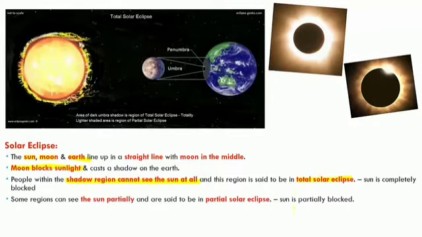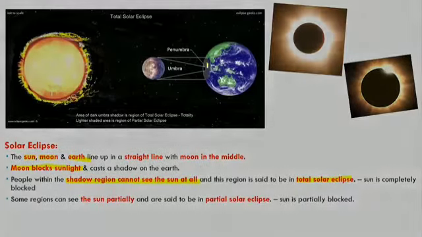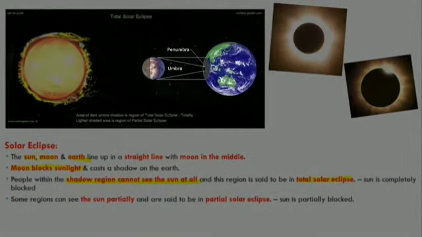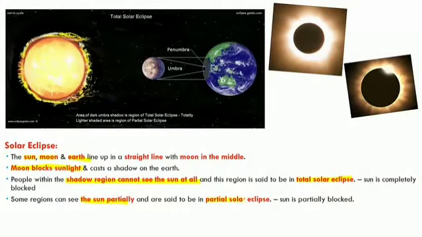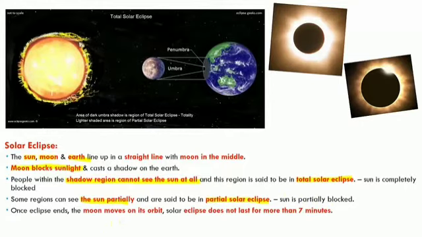Whereas there are some people towards this outer ring of the eclipse, like this gray area here, who can see the sun partially. And these people are said to be in partial solar eclipse. So here the sun is partially blocked. Now once this eclipse ends, the moon moves on its orbit, and you can see here the moon is moving on and you can see more of the sun being exposed. So the eclipse does not last for more than 7 minutes. It takes just 7 minutes for the eclipse to be done and over.